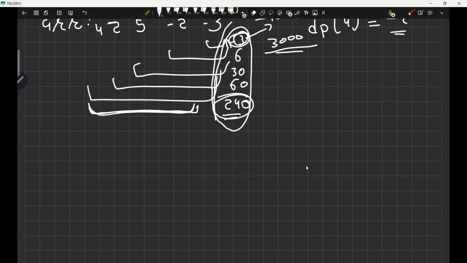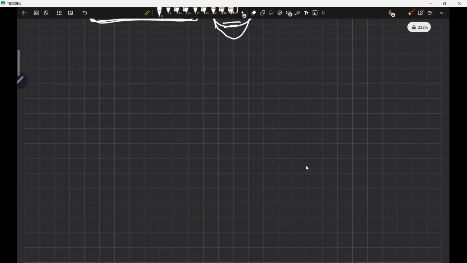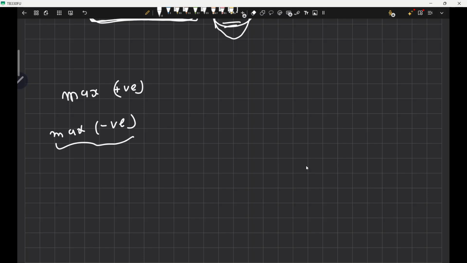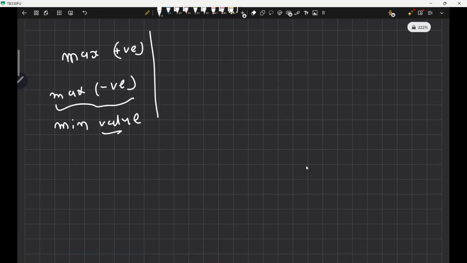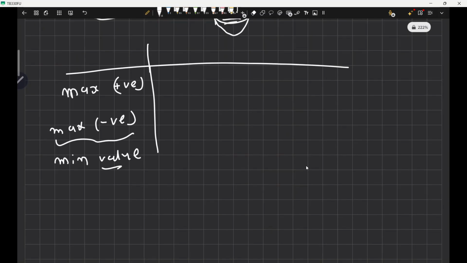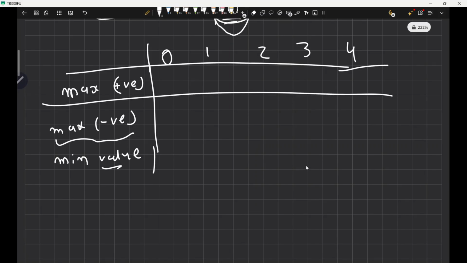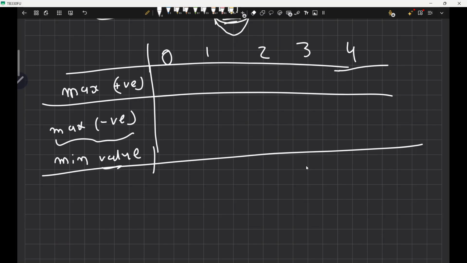So in this DP question, you should have two states, right? The maximum value with positive sign and the maximum value with negative sign. This is nothing but the minimum value of the subarray, right? Because the maximum value with negative sign is of course the min. So now you will have these two things, and you make a table like this and calculate the answer. And how are you going to calculate the answer?